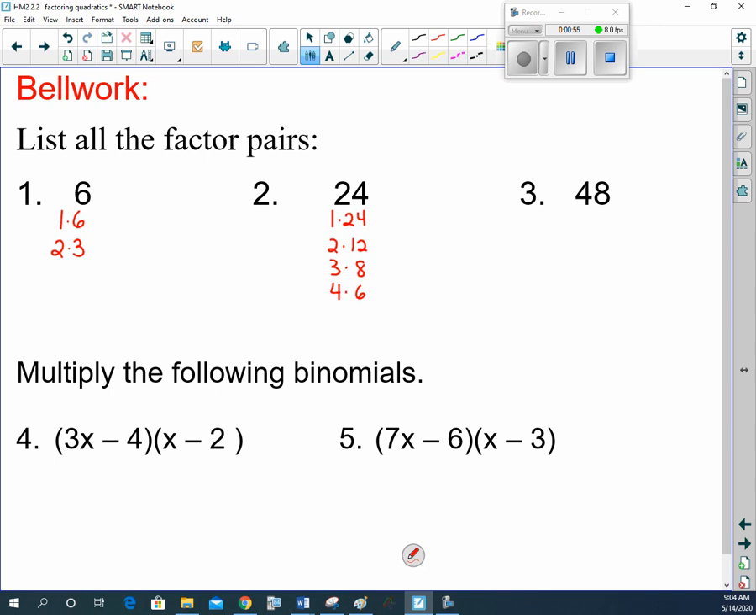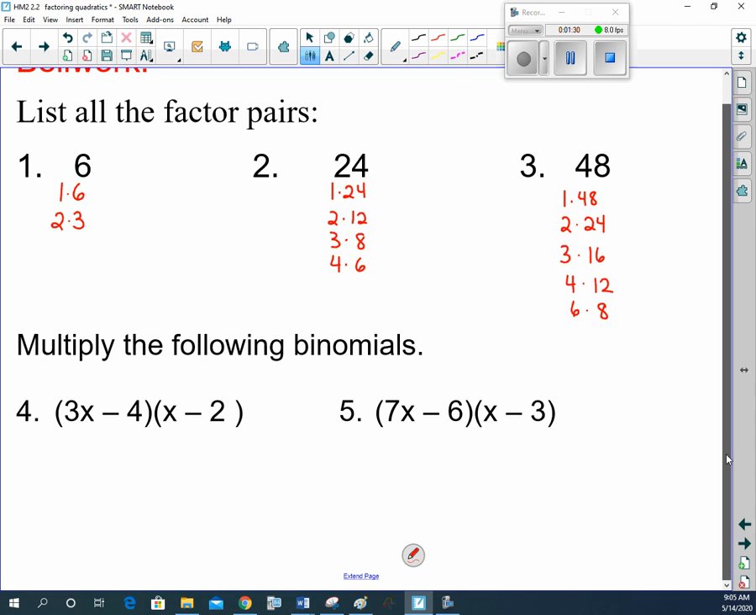I usually do this in a systematic order to make sure I get them all. I'll just start with 1 and work my way up until I know I've got them all. Since this end factor pair is 4 times 6, I know I've got them all because 5 times 5 is 25. For 48, I would go 1 times 48, 2 times 24, 3 times 16, 4 times 12, 5 doesn't go into 48, 6 times 8, and I know I've got them all. 7 times 7 would be 49. We're going to use that idea of factor pairs here in just a minute.